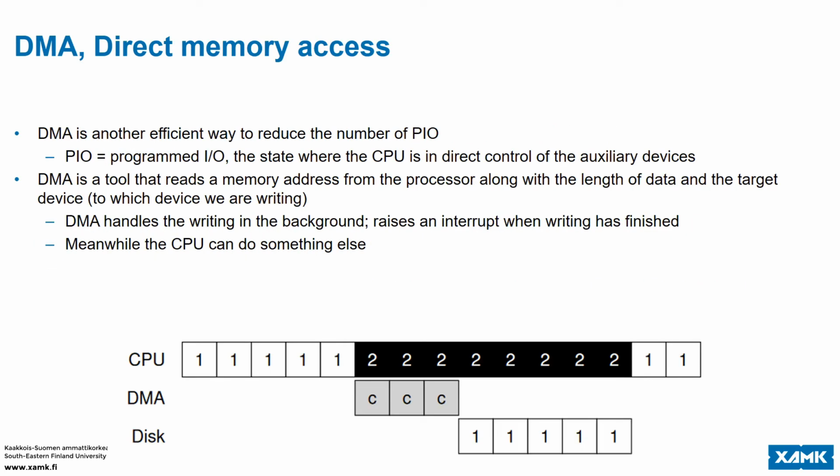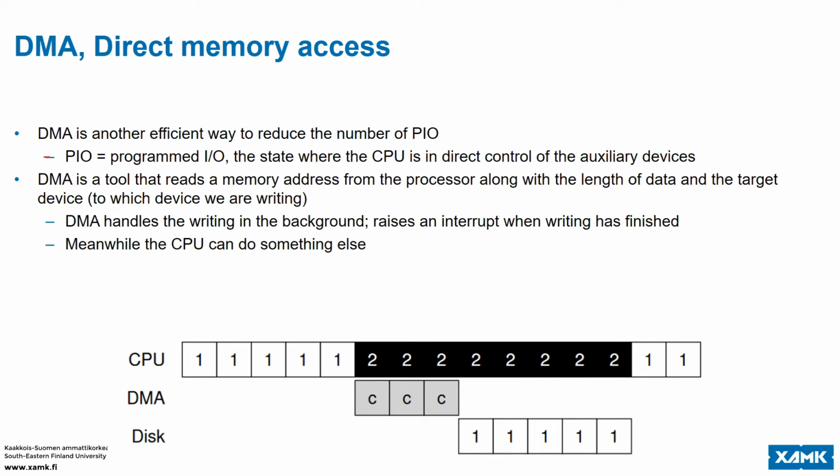There is also another way of reducing the number of programmed input-output requests. That is what is called direct memory access. Here, programmed I/O means the situation when the CPU is in direct control of some device. That is when the CPU is actively polling the status register of some device.